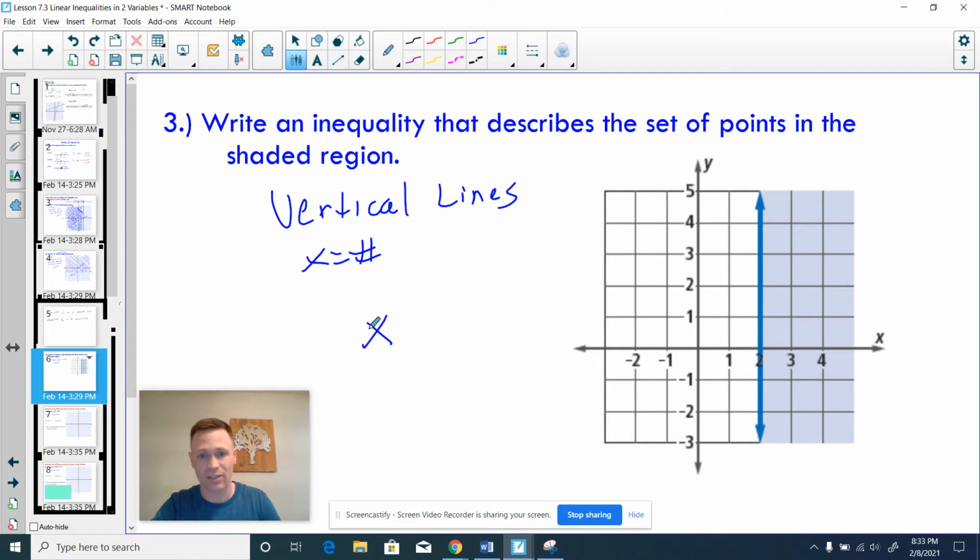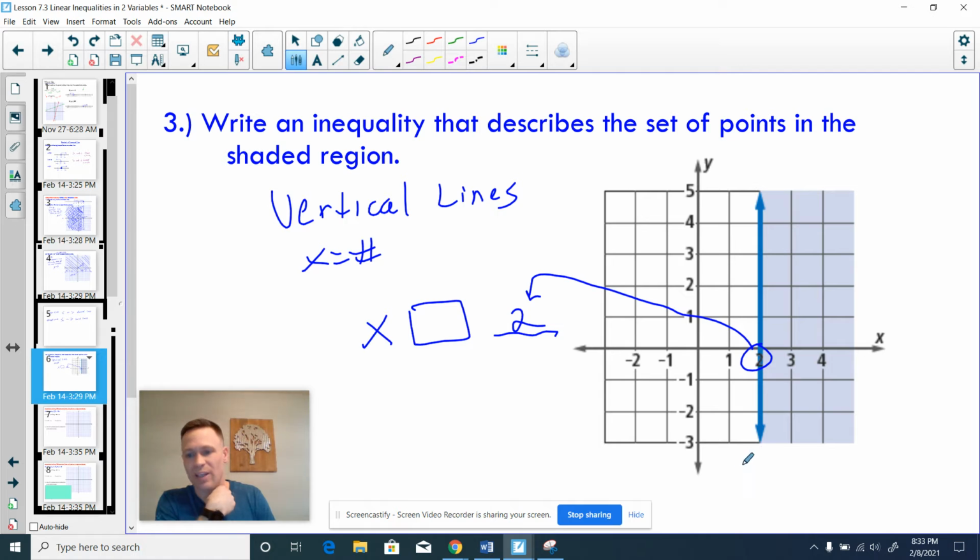So we're going to have x, we're going to have some inequality symbol, and we're going to have to compare it to some number. Well, what's that number? Well, this goes through 2 on the x-axis. For that reason, this is 2. Because it's a solid line, I know that it's going to have an equal sign underneath it.